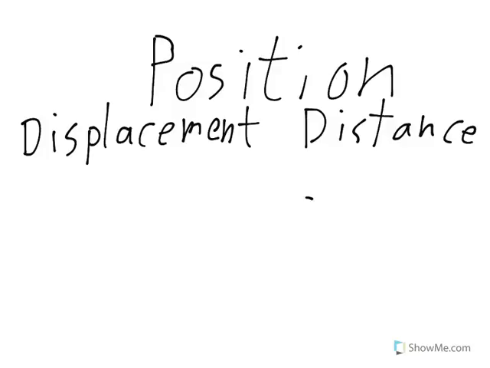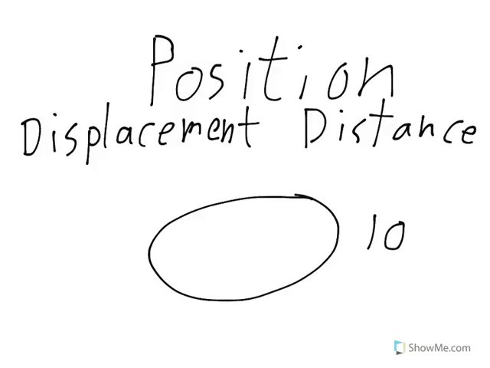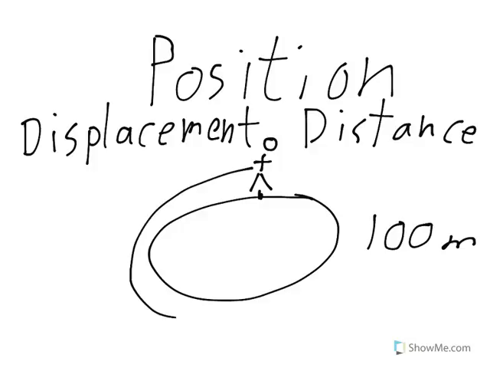Say we have a track that's 100 meters around, okay? And we have a starting line, and we have a runner at that starting line. And now this runner runs around the track, okay? So now we can ask, what is the runner's position? And the two ways we measure this is, what is his displacement, or what is his distance?